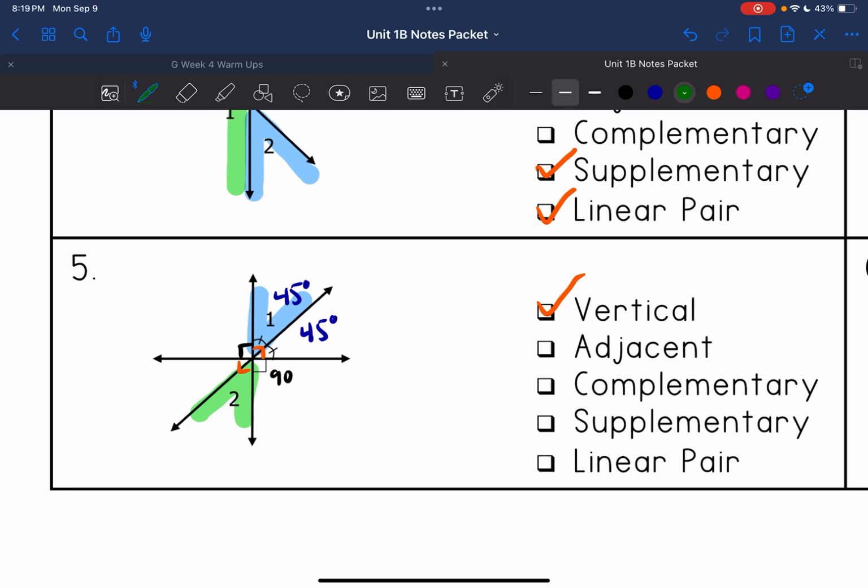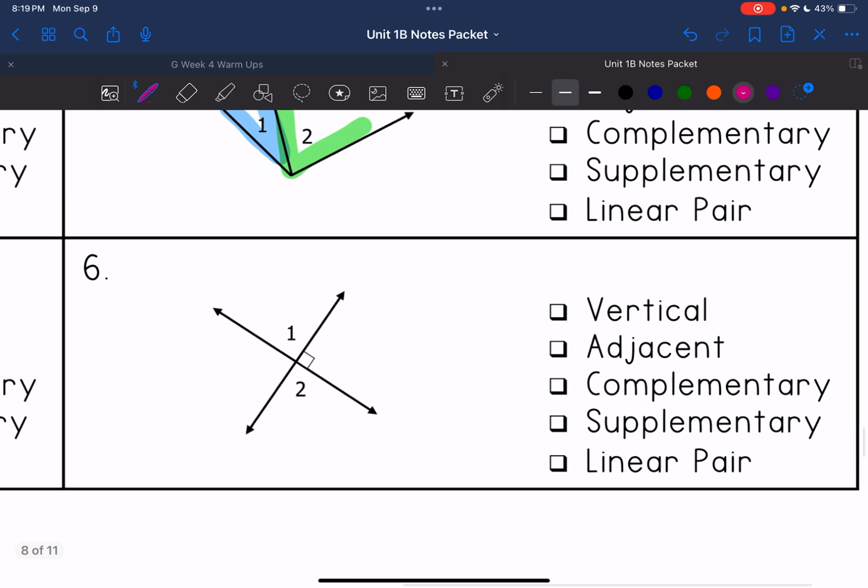And then since vertical angles are congruent, this is always 45 as well. See how they're the same? They're across from each other. And if I added those two together, 45 plus 45, that does equal 90. So yes, they are complementary. Okay, they're not supplementary, and they also don't make a line. So it's only those two. They're vertical and they're complementary.